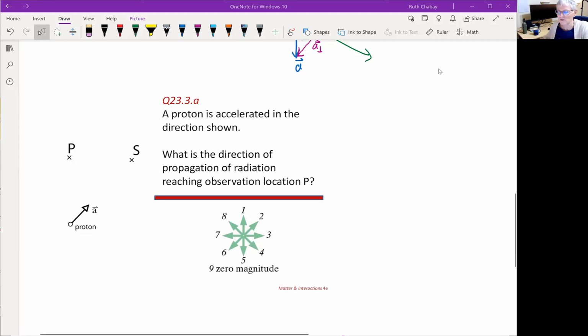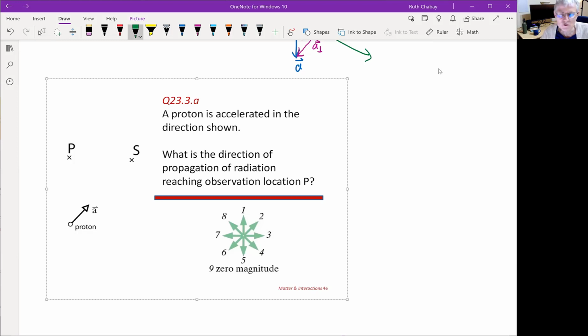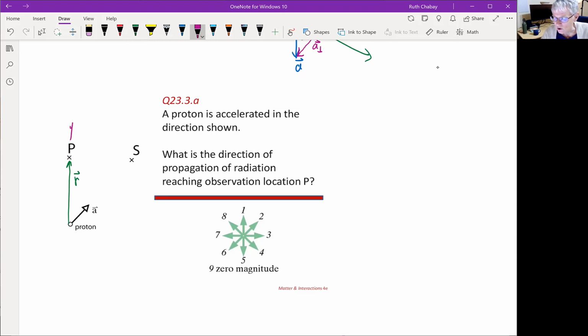And what does that mean? Well, let's remind ourselves what all these terms mean. It just means what way is the radiation traveling? And that's in the direction of R, the vector that goes from the source to the observation location. And so any radiation that reaches location P must have been traveling straight up. So in fact, the direction of propagation is indeed straight up. That's all there is to it, and it would be different if you were at location S. Okay, so now we know that.